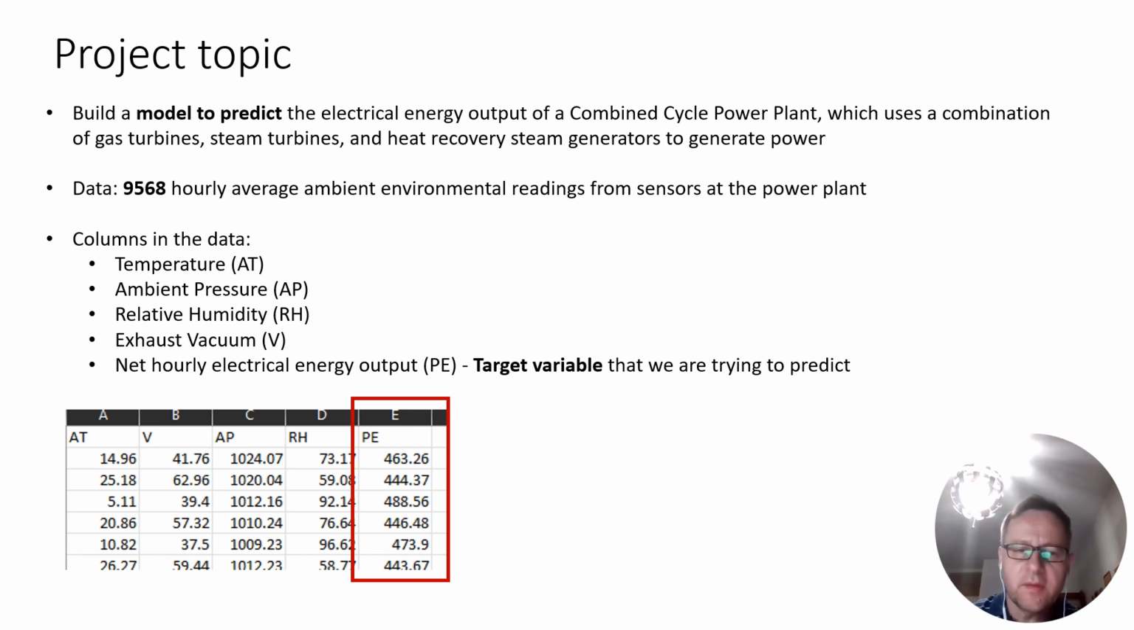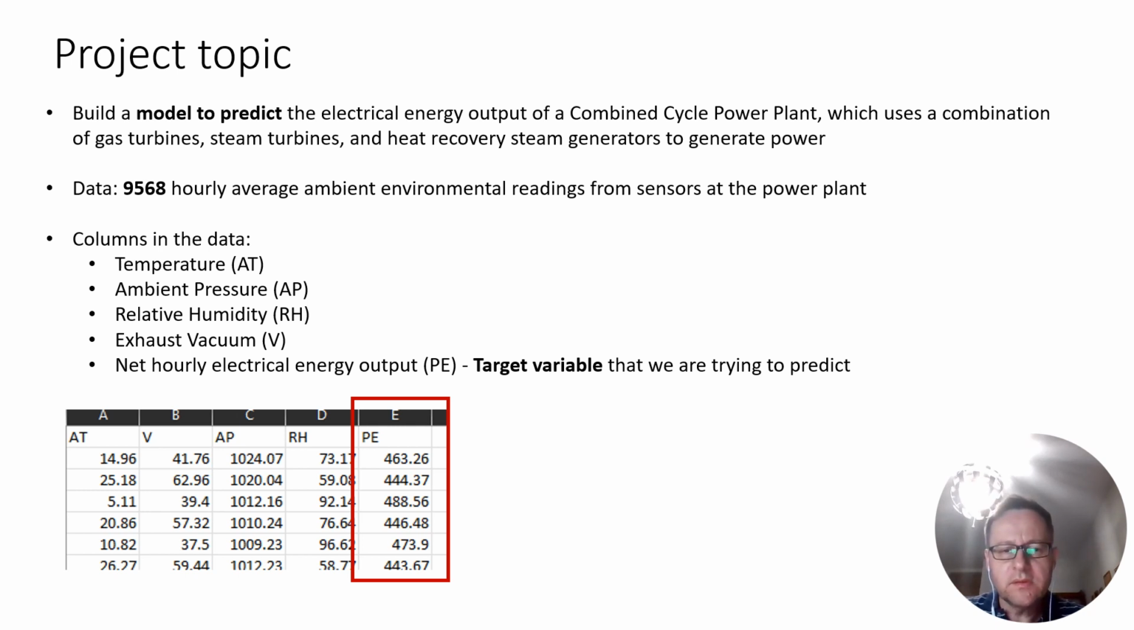There were 5 variables in the data set, so 5 columns, namely temperature, denoted by AT, ambient pressure AP, relative humidity RH, and exhaust vacuum V. And finally, the net hourly electrical energy output, which was denoted as PE, and that was the target variable that we are trying to predict using the 4 other variables or versions of them in our model.